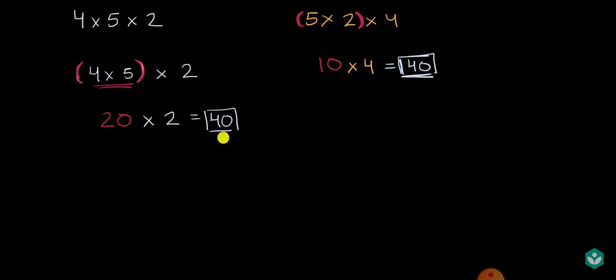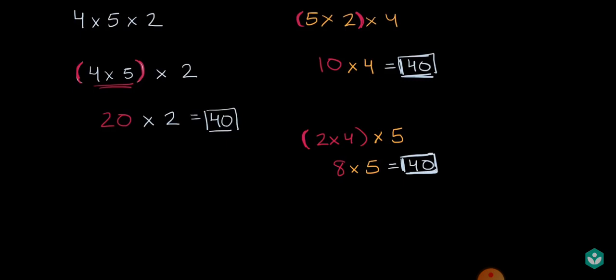And I encourage you, pause this video, try to multiply these numbers in any order. Maybe you do 2 times 4 first. In fact, let's just do that. Let's do 2 times 4, and then multiply that by 5. What is this going to be equal to? Well, you might notice again, 2 times 4 is 8. You multiply that times 5. Well, once again, we got 40. So you might see a pattern here. It doesn't matter which order we multiply these things in.